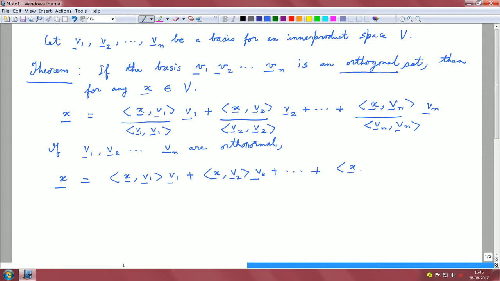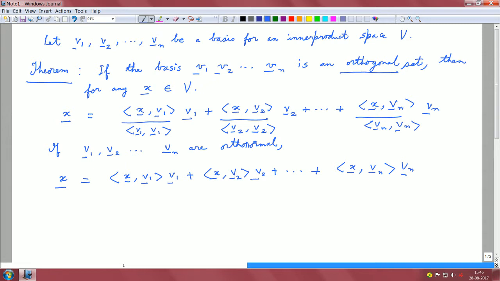It is basically take the projections, or take the inner product of this vector x with all of these other orthonormal vectors, and that gives you the scalar component, and then you take the linear combination of these inner products along the direction of these individual vectors, right. So this is the theorem.